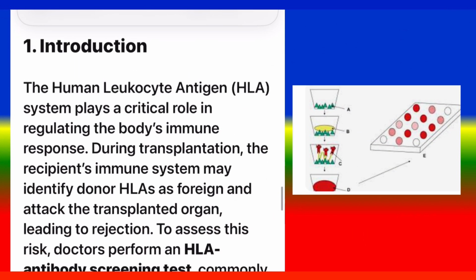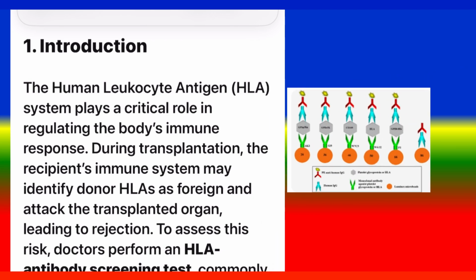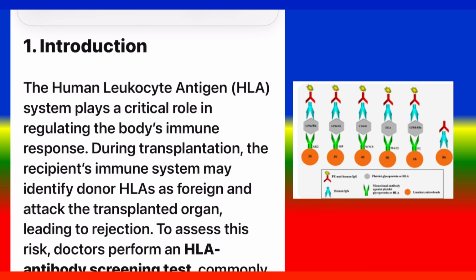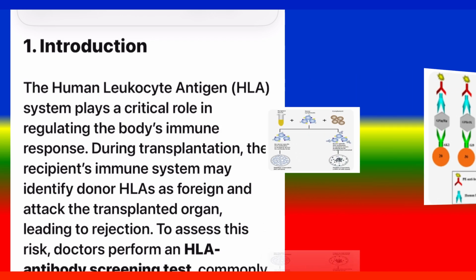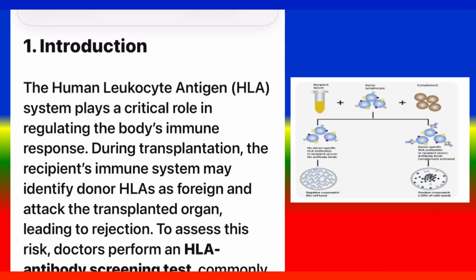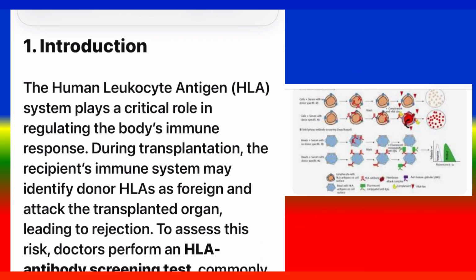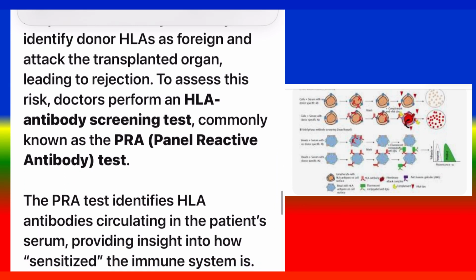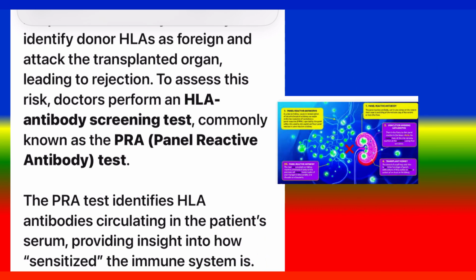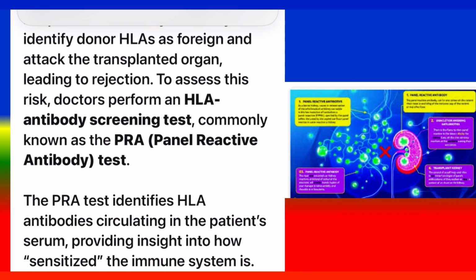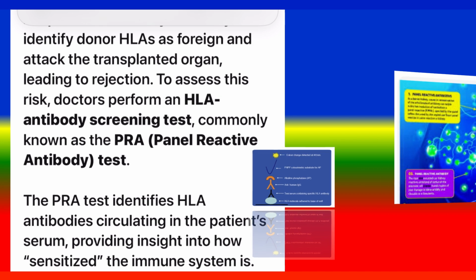Number 1. Introduction. The human leukocyte antigen, HLA, system plays a critical role in regulating the body's immune response. During transplantation, the recipient's immune system may identify donor HLAs as foreign and attack the transplanted organ, leading to rejection. To assess this risk, doctors perform an HLA antibody screening test, commonly known as the PRA, Panel Reactive Antibody Test.